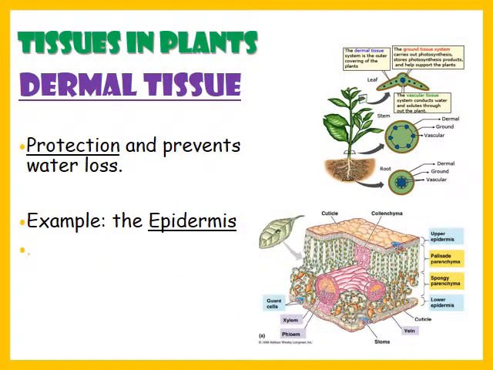Now plants have tissues too, and I think it's important to compare. You guys have just learned a little bit about plants, but plants have dermal tissue, which is similar to epithelial tissue in animals. It's for protection, and it helps prevent water loss. You guys actually already looked at tissue like this. When we looked at the epidermis, both of lettuce and of onion, you were looking at dermal tissue.